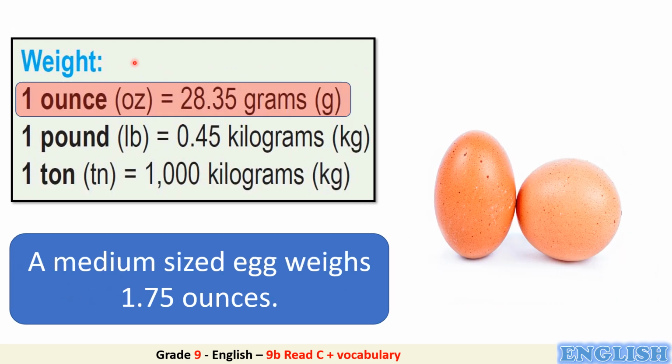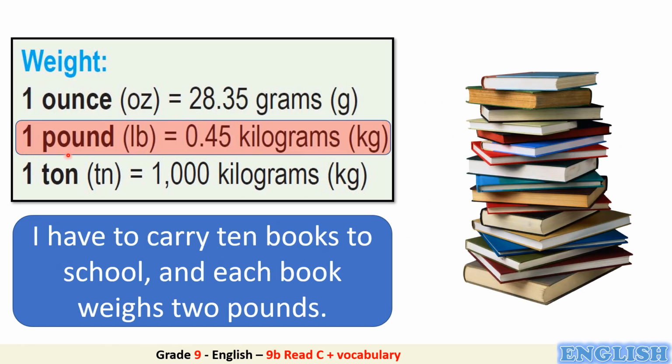The second category that we have today is weight. The first unit is the ounce. 1 ounce equals 0.35 grams. For example, a medium-sized egg weighs 1.75 ounces. 1 pound equals 0.45 kilograms. For example, I have to carry 10 books to school, and each book weighs 2 pounds.